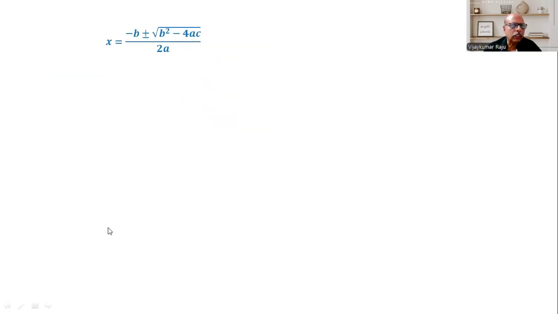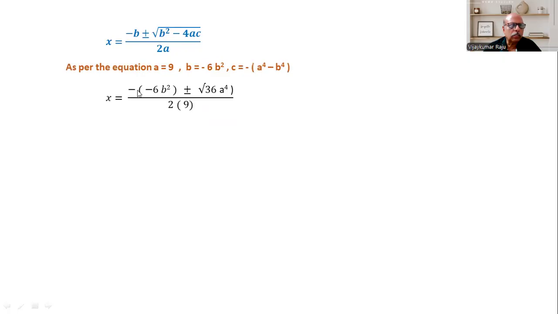Now our x value is minus b plus minus root of b square minus 4ac upon 2a. So as per the equation, x is equal to minus of minus 6b square plus minus square root of 36a raised to 4, the D value which we just calculated, upon 2 into 9, that is a is 9. It has a plus minus sign, so it is plus 6b square plus minus square root of 36, which is 6, and the square root of a raised to 4 is a square. Okay, it has plus minus.